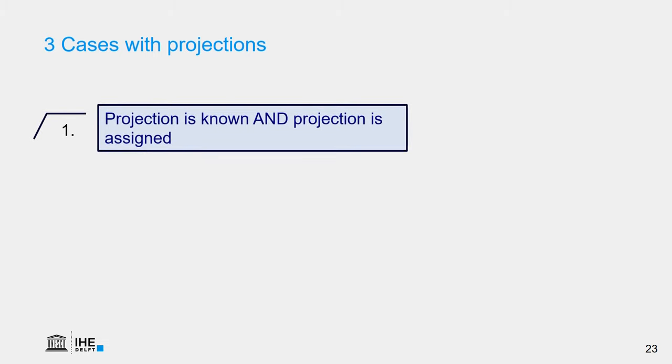There are three cases that I want to finish with. When you get data, there's a case where the projection is known and the projection is also assigned to the file. That means you don't need to take action and your GIS will automatically recognize the projection that is used.